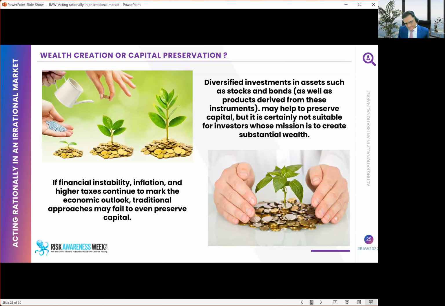If you have funds to invest, as an individual or as a member of an organization, you probably want to know whether you can create substantial wealth from this starting amount. You may have already consulted financial organizations such as banks and brokers and read extensively in academic finance and journal literature, all of which heavily promote diversified investment in assets such as stocks and bonds, as well as the products derived from these instruments. According to many researches done on this, we can say that this approach may help to preserve capital, but it is certainly not suitable for investors whose mission is to create substantial wealth. If financial instability, inflation, and higher taxes continue to mark the economic outlook, traditional approaches may fail to even preserve the capital.